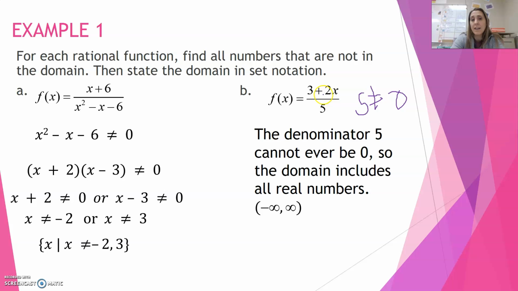This is just a line. We've got a slope of 2 over 5, so it's going up 2 over 5, and then we've got a y-intercept of 3 over 5. So this is just straight up a line.